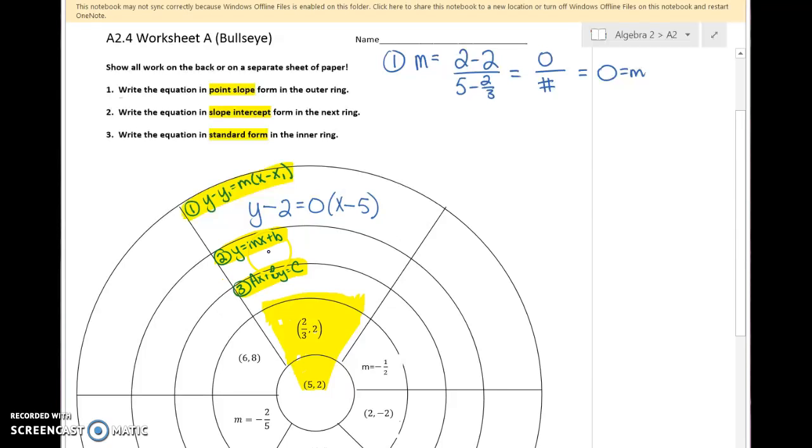The next one, y equals mx plus b. What happens when we distribute 0 into the parentheses? You get 0. So y minus 2 equals 0. So you'd rewrite that with y on one side, y equals 2. It doesn't look like y equals mx plus b, but it is, sort of.